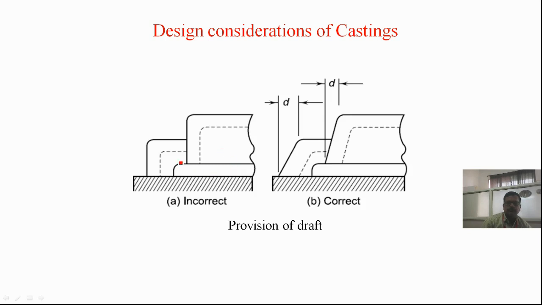Here you can see, even though the curves are provided here, the parts are subjected to some kind of problems here. So it is better to have a taper like this. When you have a taper rather than the vertical edges here, the molten metal can easily flow, and when it solidifies there won't be any defects. This is the correct way of providing a taper, and this is a slightly incorrect way.